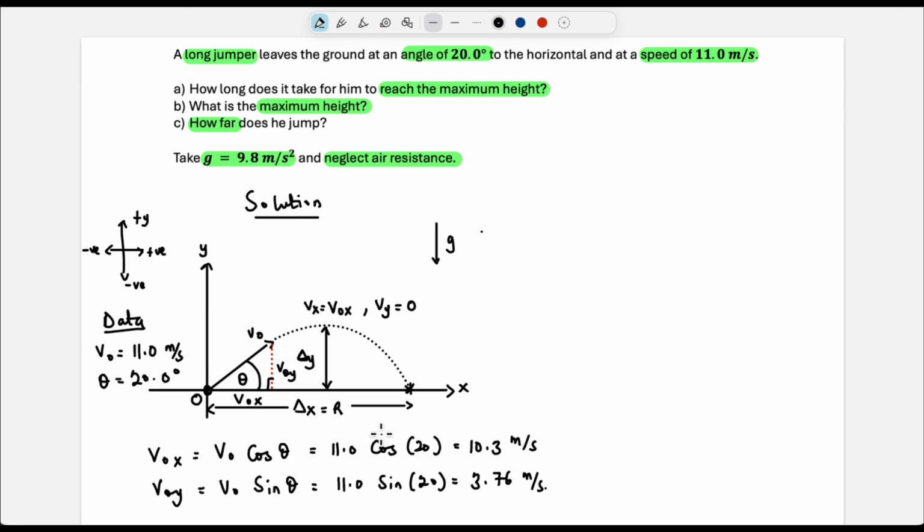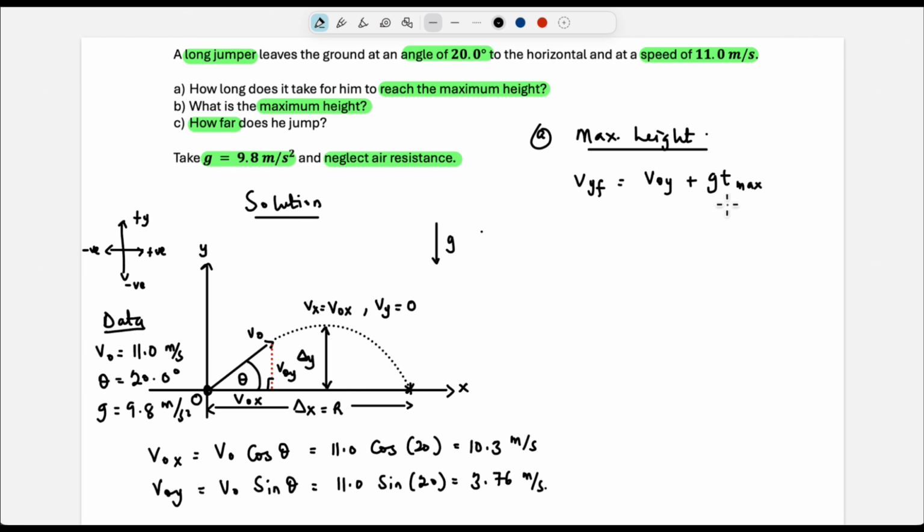Now we are in a good position to solve for the maximum height reached. To solve for the maximum height, we need to refer to one of the kinematics equations of motion for the vertical component. Looking at the data that we have, we know g to be 9.8 meters per second squared. We know the initial vertical speed, which is 3.76 meters per second. We also know the speed at the maximum height to be 0. We can apply Vy final equals Vy initial plus gt. This time is going to be the time it takes this object to reach the maximum height.